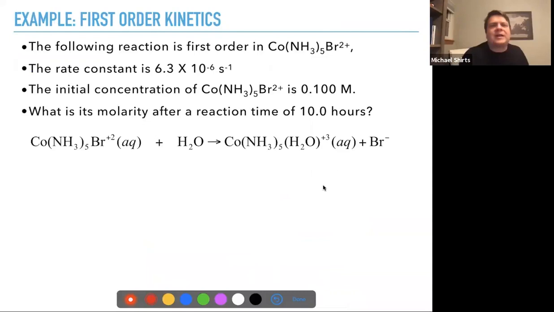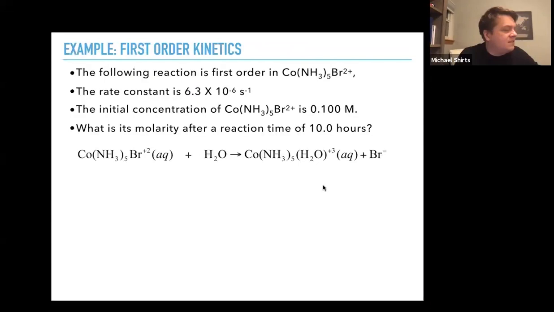So let's practice this. First order kinetics: the following reaction is first order in this cobalt complex, cobalt 3 complexed with three molecules of ammonia and a bromine. And the rate constant for it falling apart is 6.3 times 10 to the minus 6 inverse seconds. A rate constant for a first order reaction is going to have units of inverse seconds. We give an initial concentration. What's the molarity after a reaction time of 10 hours? It's been sitting around for 10 hours. Let's dive in and do some calculations.